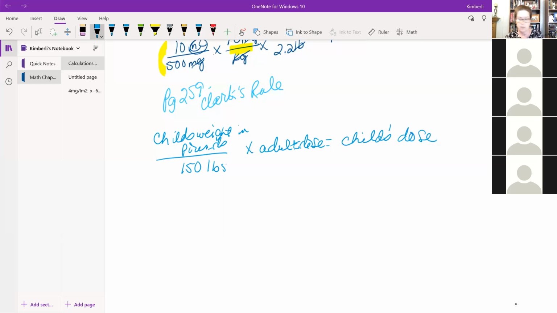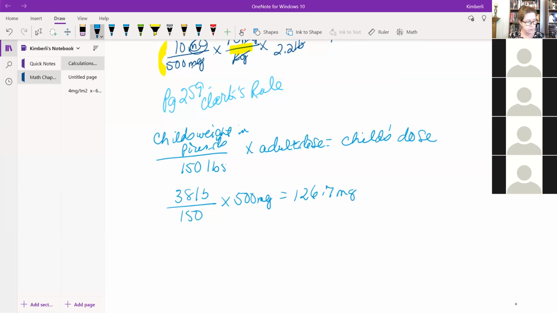So the child's dose is the child's weight, which is 38 pounds, divided by 150 times 500 milligrams, which is the adult recommended dose. Okay, so 38 divided by 150 times 500 equals, and I get 126.7 milligrams. Does that make sense, you guys? Yes.